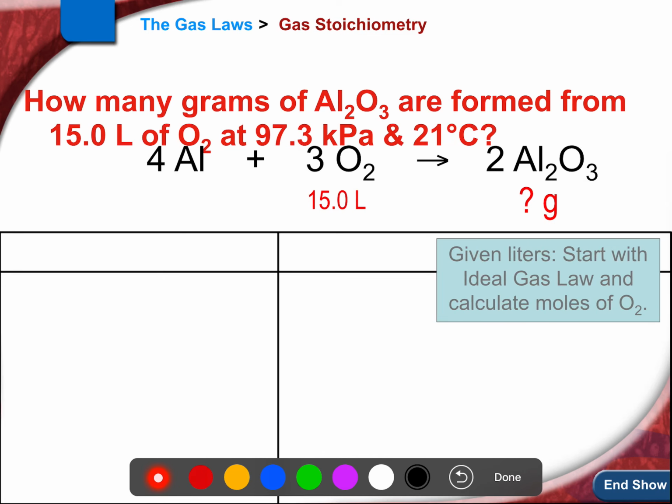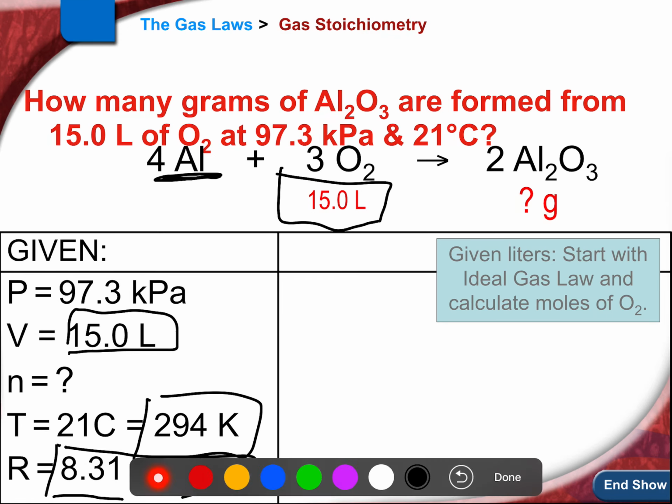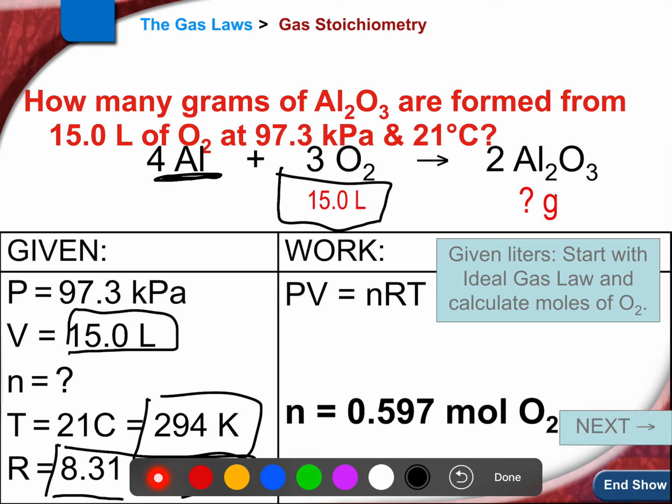Another type of problem would be how many grams of aluminum oxide are formed from 15 liters of oxygen. So notice this would typically be a limiting reactant problem, but since they didn't give you an aluminum amount, you don't have to worry about it. So you just take the amount of oxygen they give you and convert it over to aluminum oxide. So first thing you do, take the pressure, the volume of oxygen, the temperature, and the R value to go with the kilopascals, and solve for n. So when you solve for n, you get 0.597 moles of oxygen.